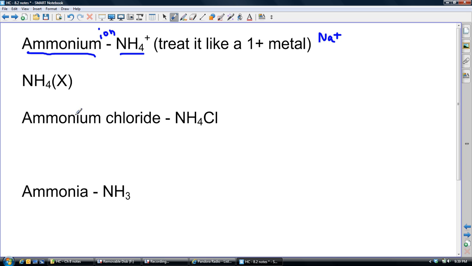So for example, we would have ammonium chloride, NH4Cl, just like we would have sodium chloride, or ammonium sulfate, ammonium nitrate. Now if you see ammonia, ammonia is simply NH3, and this is a chemical compound. So ammonium, again, is an ion. Ammonia is a compound. We will not have ammonia chloride. We will have ammonium chloride. Okay? So again, that'll start popping up more and more, so hopefully we can recognize that.